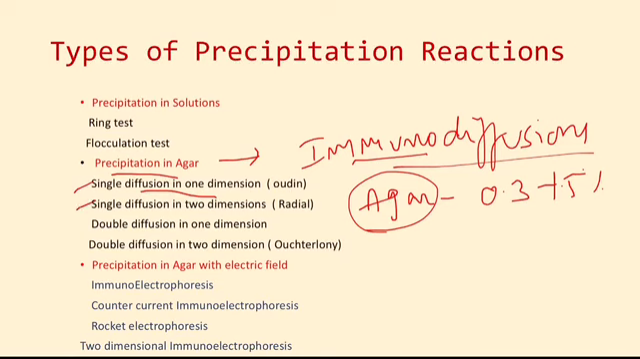They are single diffusion in one dimension, which was developed by Oudin, and another one is single diffusion in 2 dimensions, also called radial immunodiffusion. The other one is double diffusion in 1 dimension, and the last one is double diffusion in 2 dimensions. These are the 4 types based on the diffusion of the antigen and antibody and the direction of diffusion.